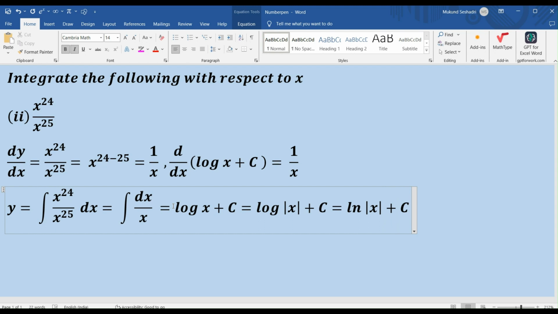And we have a mod of x in place of x here, which means that whenever x is positive, our mod x is equal to x, and whenever x is negative, our mod of x is equal to minus x. Because we can never have the log or the ln of a negative number, that's why we introduce the mod function here whenever we have the integral of dx by x. So that's it. I'm going to highlight this in pink.